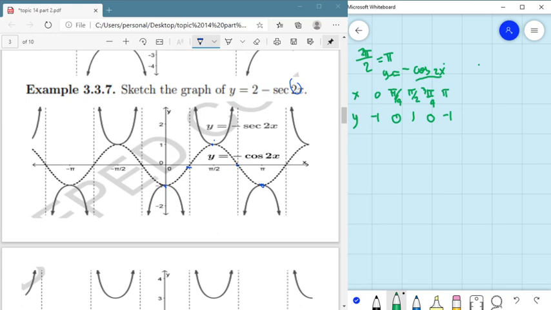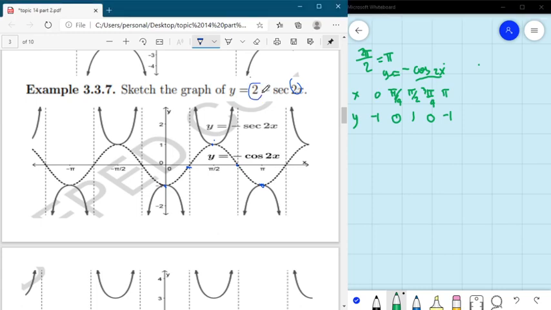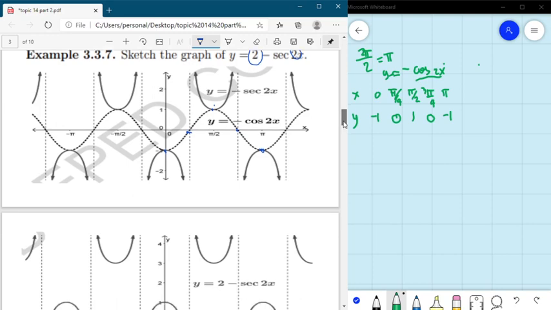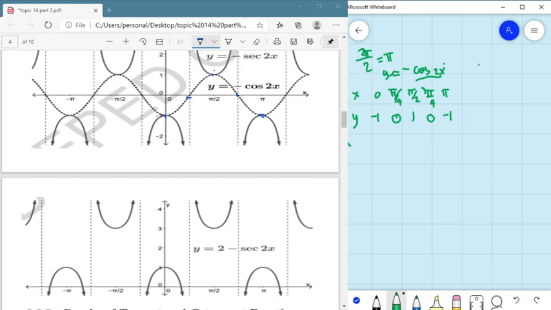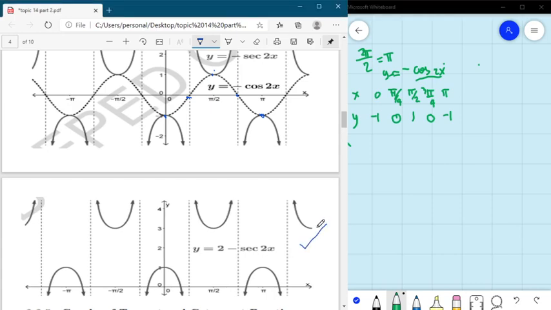So, now because it is positive 2, what we do is the same graph, but we are going to shift it 2 units upward. So, if this is negative 1, plus 2 units, it moves to level 1. This one is negative 1, move it 2 up. So it goes to 1. Okay? So this is the first graph.